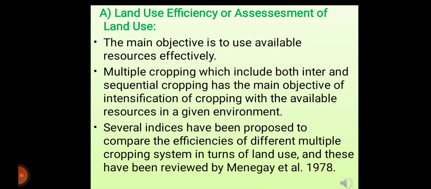Multiple cropping, which includes both inter and sequential cropping, has the main objective of intensification of cropping with the available resources in a given environment. Several indices have been proposed to compare the efficiency of different multiple cropping systems in terms of land use, and these have been reviewed by Manageri et al. in 1978.